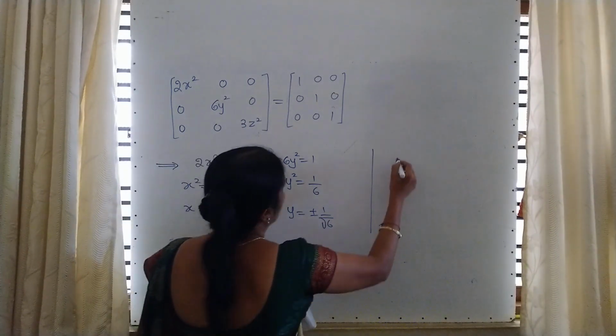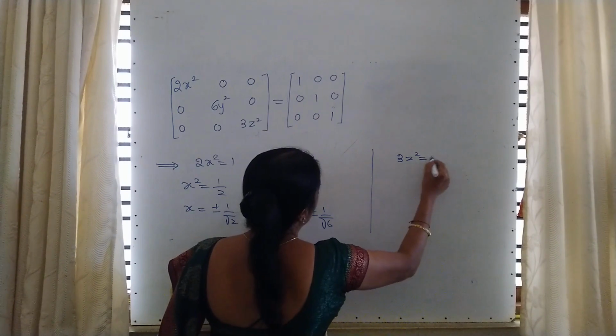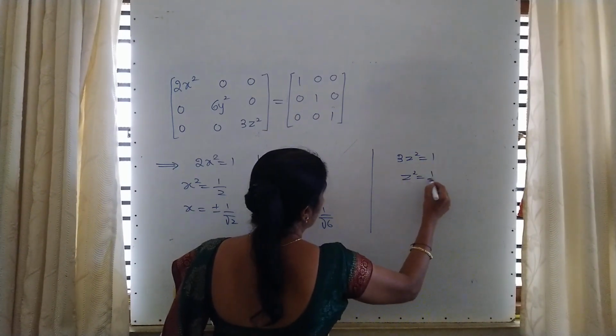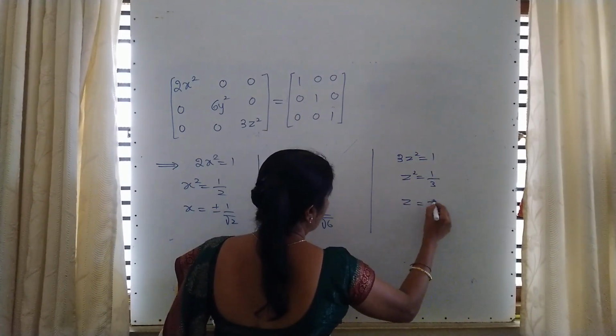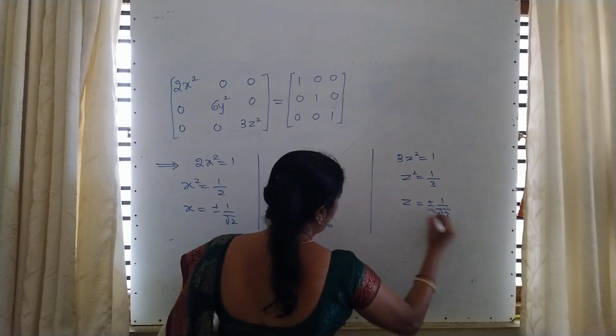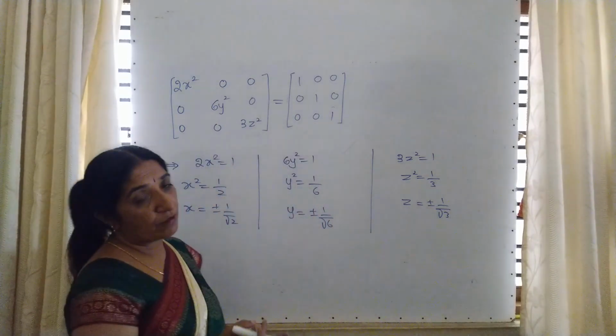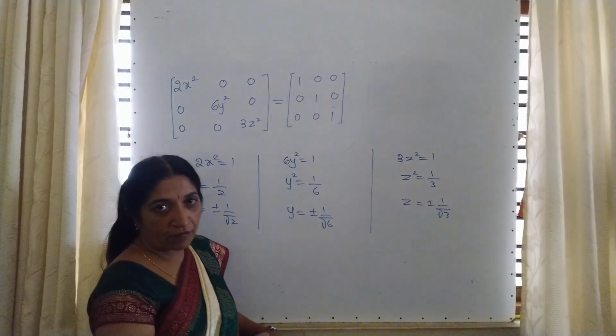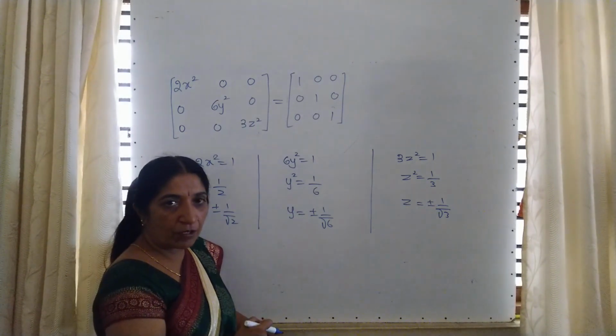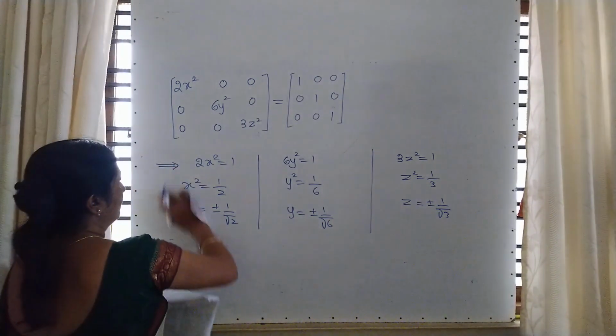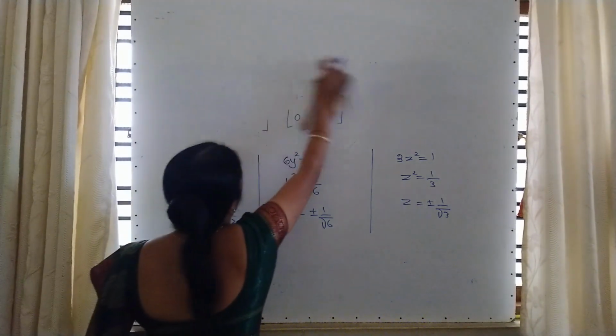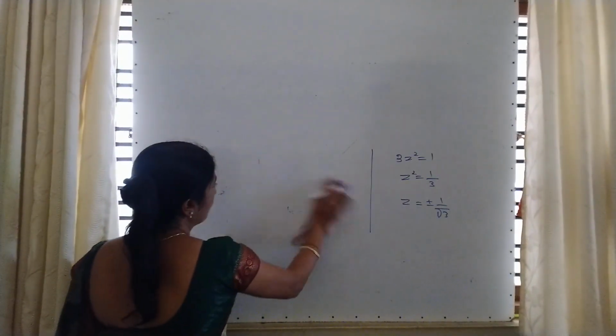Next one. 3z square is 1. z square is 1 by 3. z is plus or minus 1 by root 3. And our question is what? Find the values of x, y, z. See, is it very simple or what? Next question.